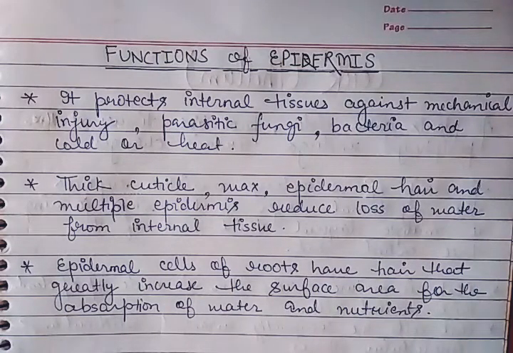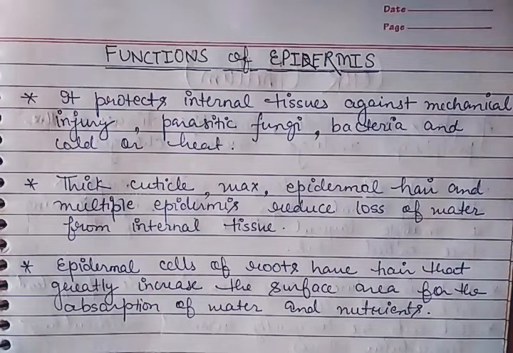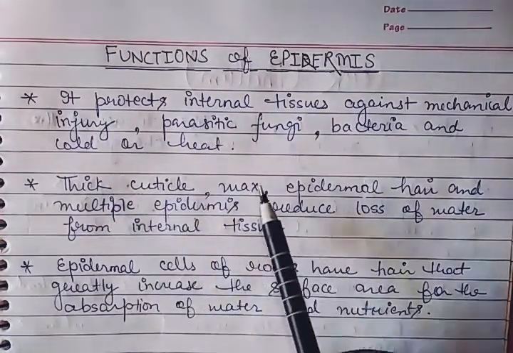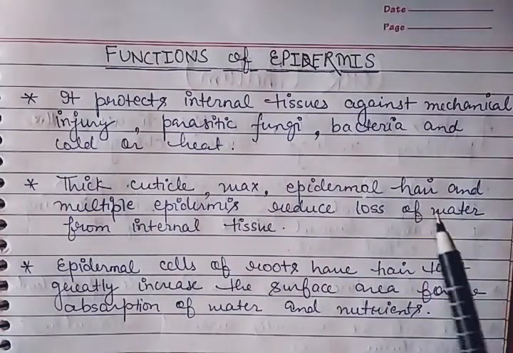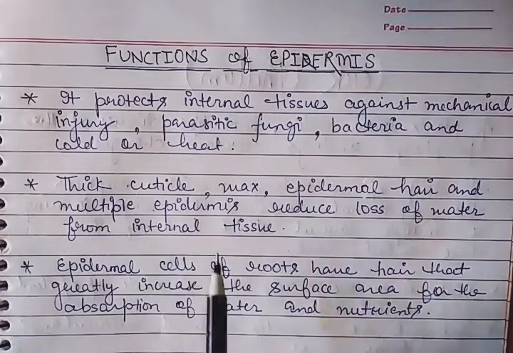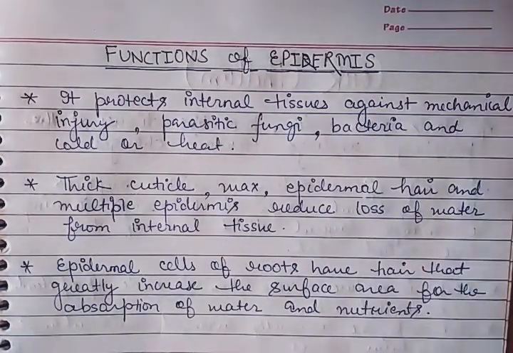As you know, the plants need water for their survival, and those plants which are found in the dry habitats are always in need to save water. Because of that reason, they have thick cuticle, waxy secretion on their surface, epidermal hair and multiple epidermis. These things collectively reduce the loss of water from the internal tissue, and they save the plants from dehydration.